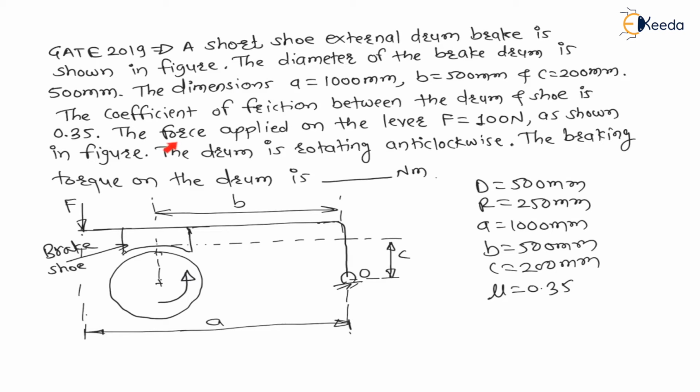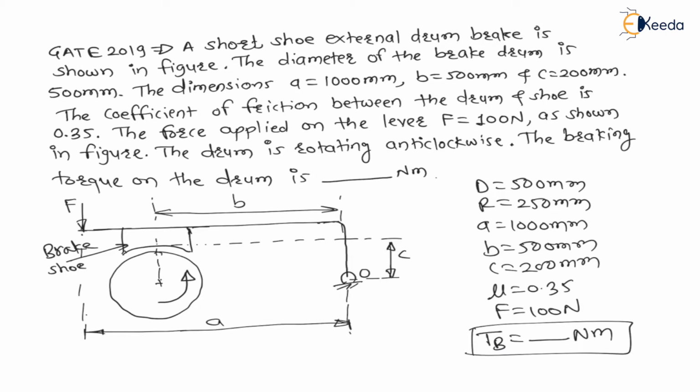After that, the force applied on the lever, F, is 100 Newton. As shown in the figure, the drum is rotating anti-clockwise. The braking torque on the drum in Newton meter is what we have to find.